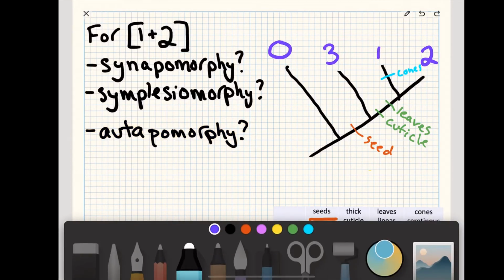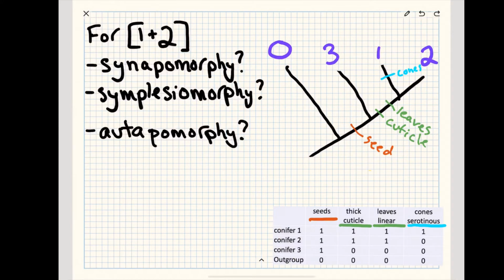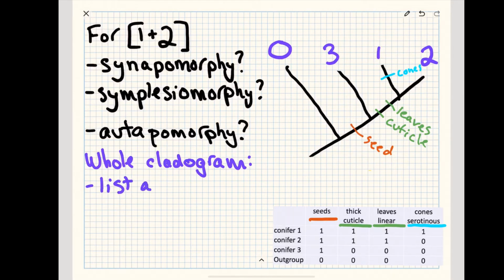This is a new word. Aut, A-U-T, stands for self, and apo sort of means apart, morphology. So there's one trait on this cladogram that represents an autapomorphy, and it means it's a trait that is only found in one organism. It sort of sets that one apart from others. And notice that it's the serotinous cones trait for conifer 1. That is the one autapomorphy.